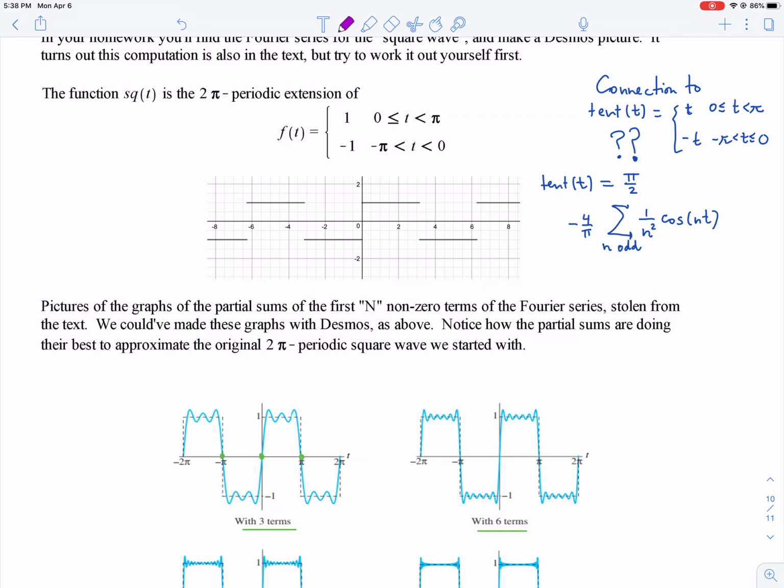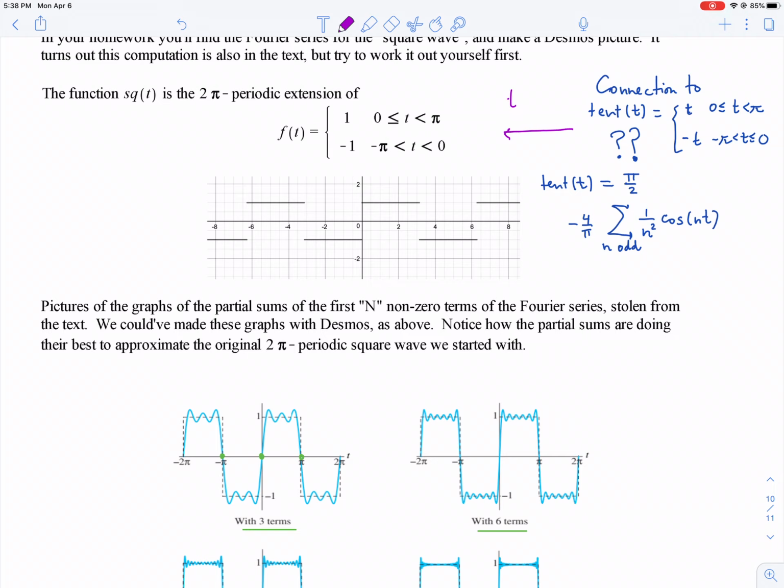And if you stare at the square wave, and if you look at the tent function that we computed the Fourier series for, the tent function is continuous and it's piecewise differentiable. It turns out in that case, you can get the Fourier series for the derivative of the function by just differentiating the original Fourier series term by term.